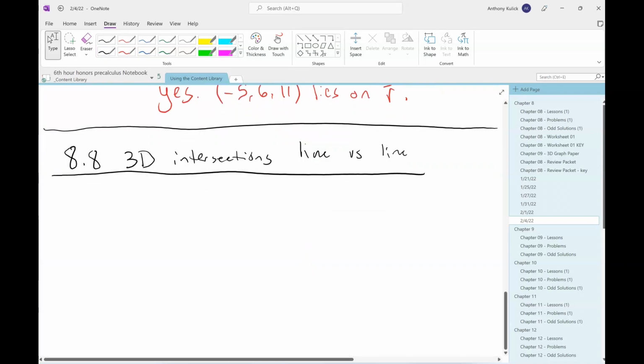So in section 8.8, we're going to talk about intersections of 3-dimensional objects, and we now only are going to talk about the intersection of lines and lines in 3 dimensions. Previously, we talked about planes and planes, or planes and lines in 3 dimensions. We've pared this down to where we're just going to talk about the intersection of lines with lines. So there's 4 possible outcomes here.